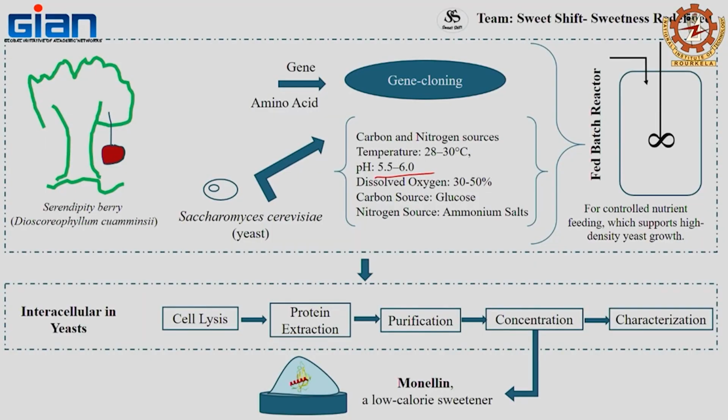Next I selected the batch reactor. Why did I mention batch reactor there? For controlled nutrient feeding. As in the presentations we had about this, if you have one inlet through which we can give feed, it will be the best one. So that's why I selected the fed batch reactor, and for good density growth.